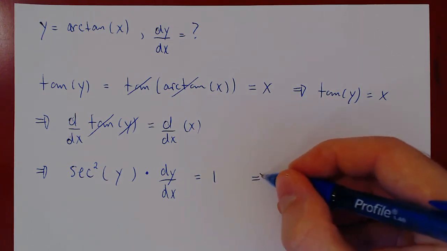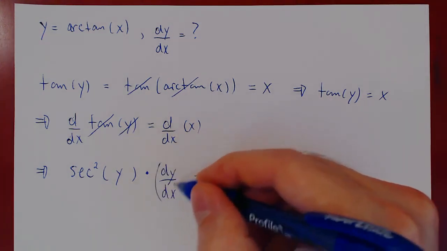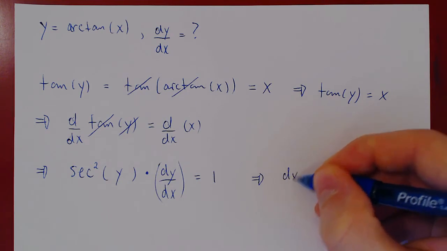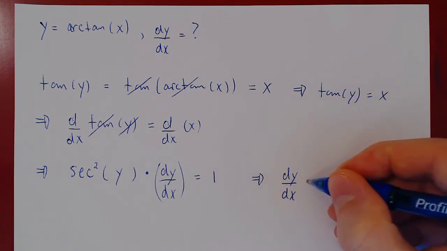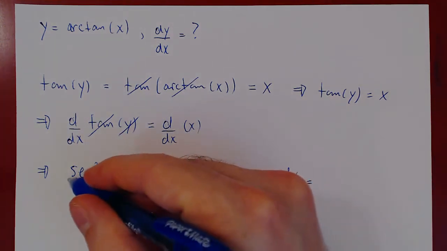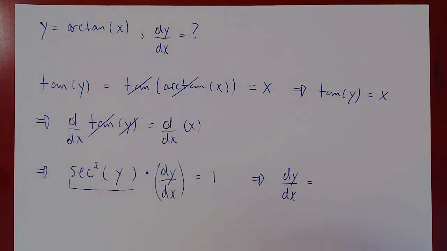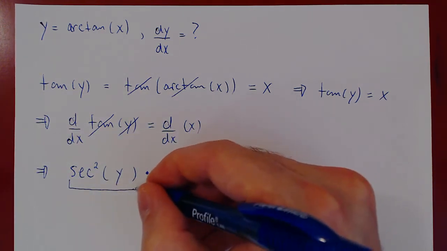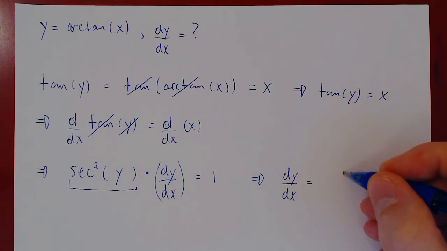So, we can now solve for dy over dx. dy over dx is equal to, well, we just divide through by secant squared of y. So we'll have that dy over dx is 1 over secant squared of y.